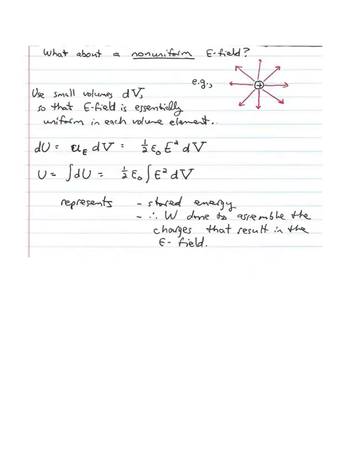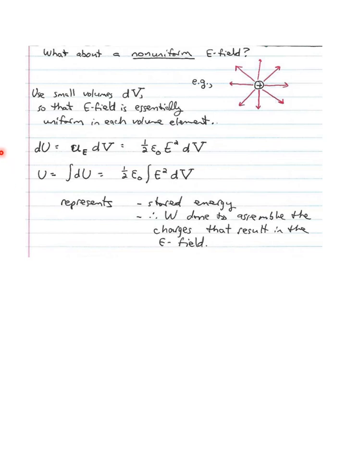Now, what about a non-uniform electric field? For example, the electric field that emanates from a point charge, such as you see in this picture? Well, let's use small volumes, dV, so that the electric field is essentially uniform in each little volume element. So calculus we're going to use.